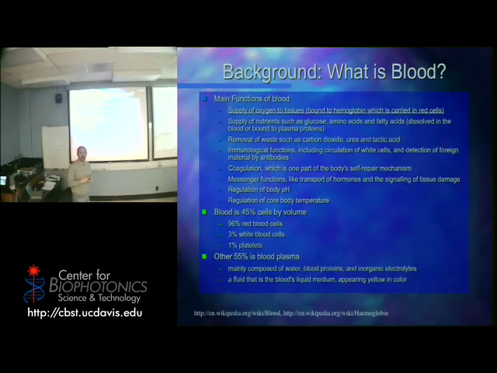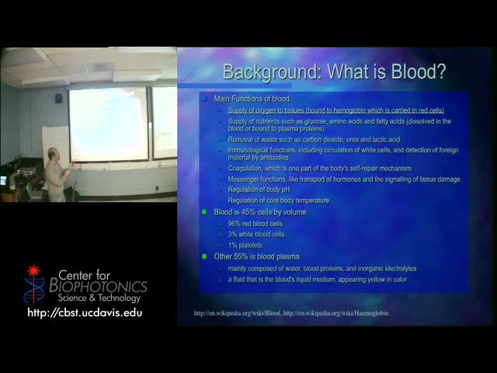It's also really important for removing CO2 and other wastes in your body. It has immunological functions, including the white cells that run through there, detection of foreign materials by antibodies, and coagulation. So when you cut yourself, the blood is important in getting the right proteins there so they can form a mesh that can then block more cells from escaping. And then you can actually get the scabbing. First you coagulate and then you get the scabbing so that you stop the bleeding.